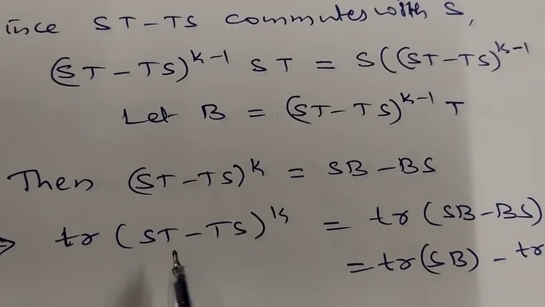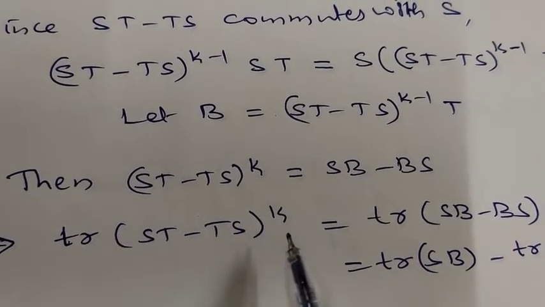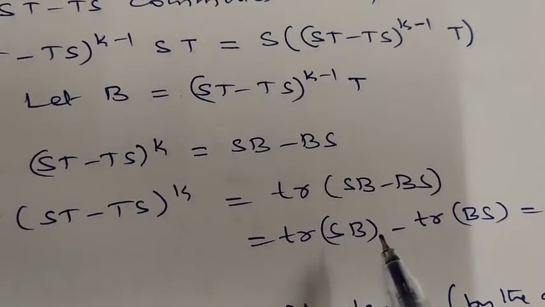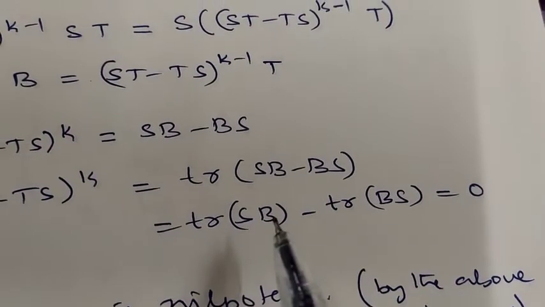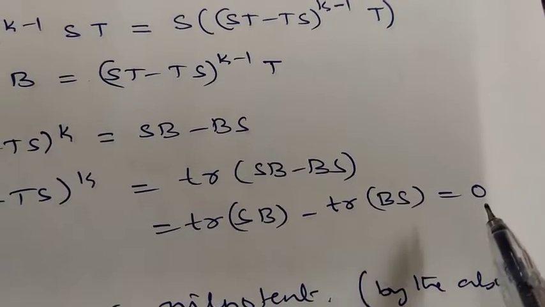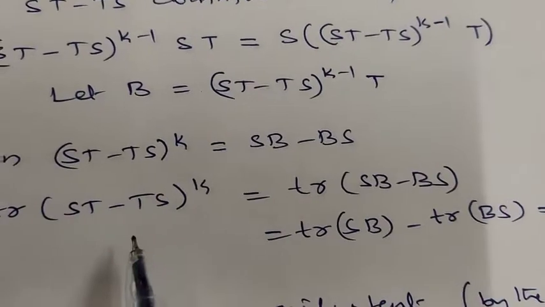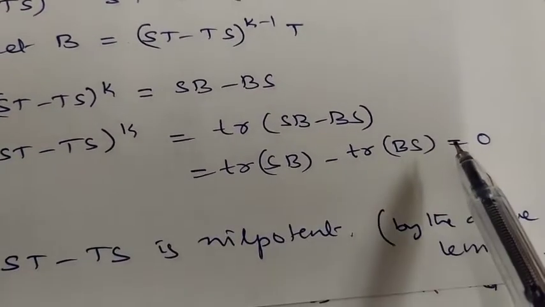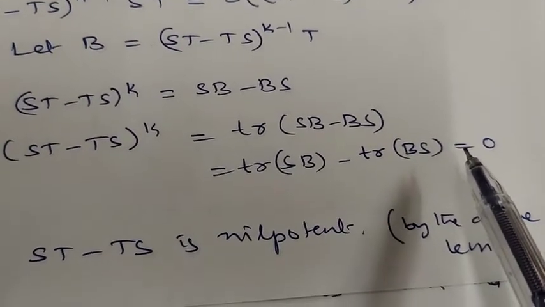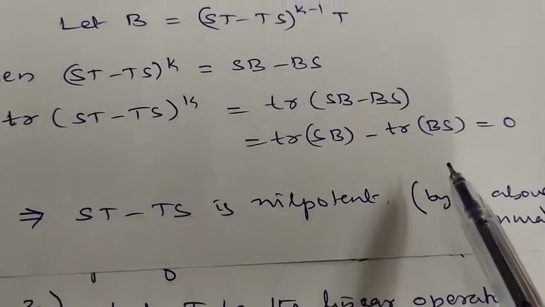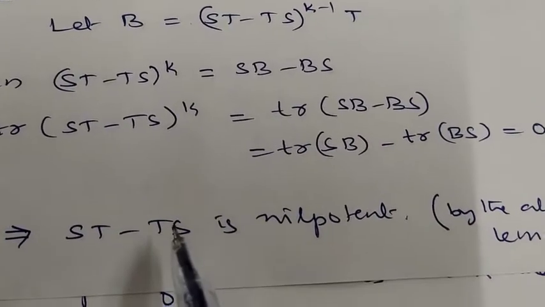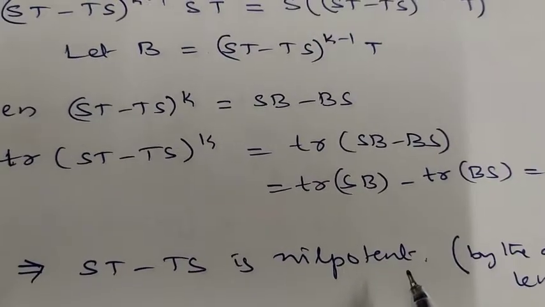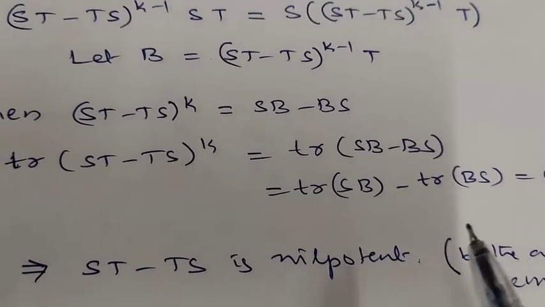This implies the trace of (ST minus TS) power k is the trace of SB minus BS, which equals trace of SB minus trace of BS. But trace of SB is the same as trace of BS, therefore it is equal to 0. Therefore the trace of (ST minus TS) power k is 0. Then by the above lemma, if trace of T power k is 0, then T is nilpotent. Accordingly, ST minus TS is nilpotent.